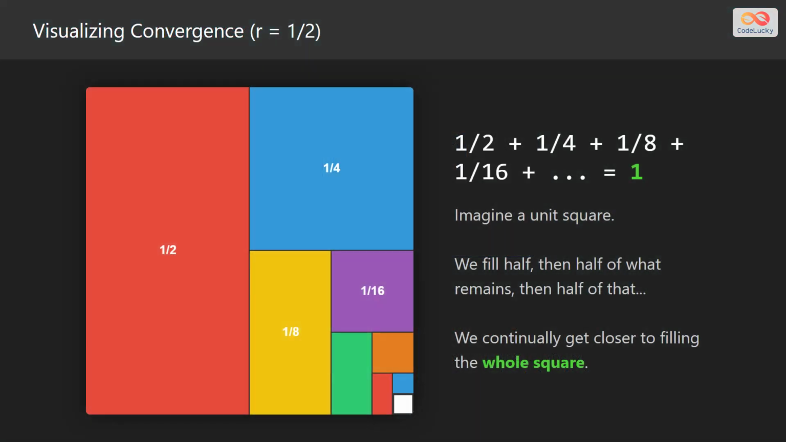Let's visualize this. Imagine a square with an area of 1. We fill half of it. Then, we add half of the remaining space, which is 1/4, then 1/8, and so on. As we keep adding smaller and smaller pieces, we fill up the square, but we never go outside it. This visually proves that the sum of 1/2 plus 1/4 plus 1/8 and so on equals exactly 1.